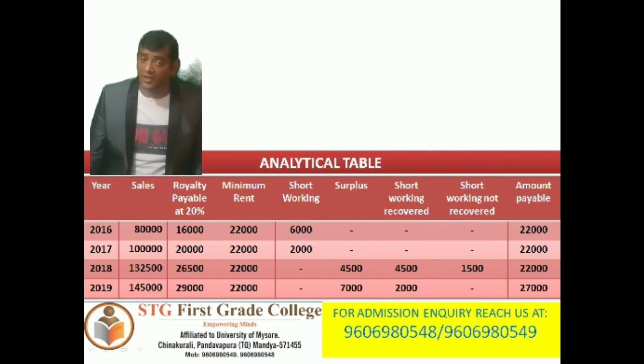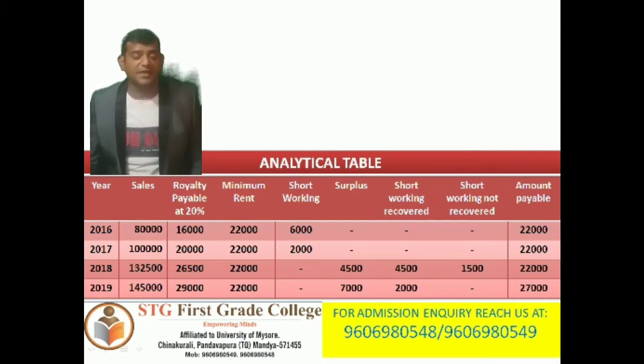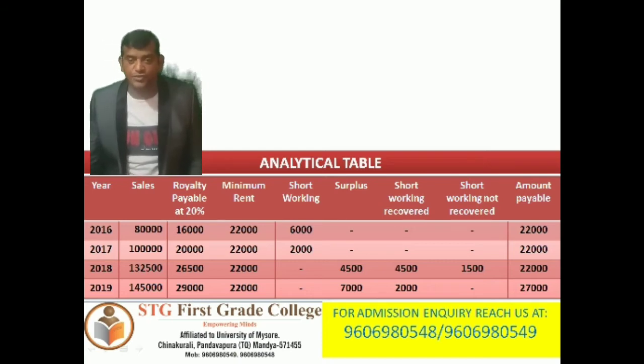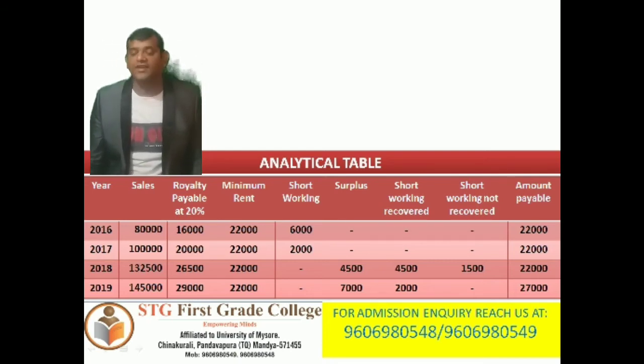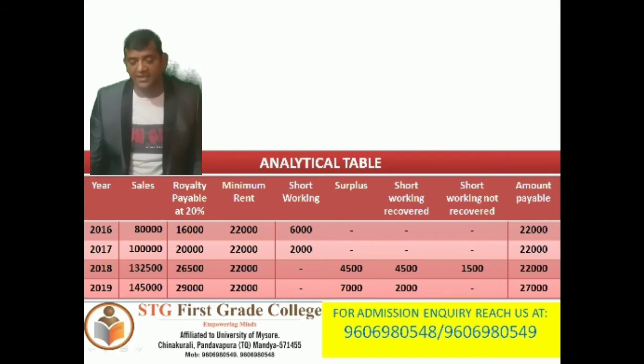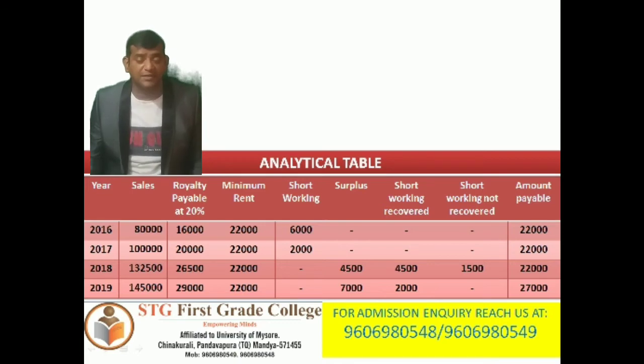So now in the year 2019, sales is 1,45,000 rupees, and royalty payable at 20% comes to 29,000, but minimum rent is 22,000. So short working nil, we are at surplus of 7,000, that is, the royalty column is greater than the minimum column. So surplus is 7,000 rupees, and short working recovered, that is, the 2017 short working of 2,000, we could recover. So amount payable is 29,000 minus 2,000 short working recovered, 27,000 is the amount payable.